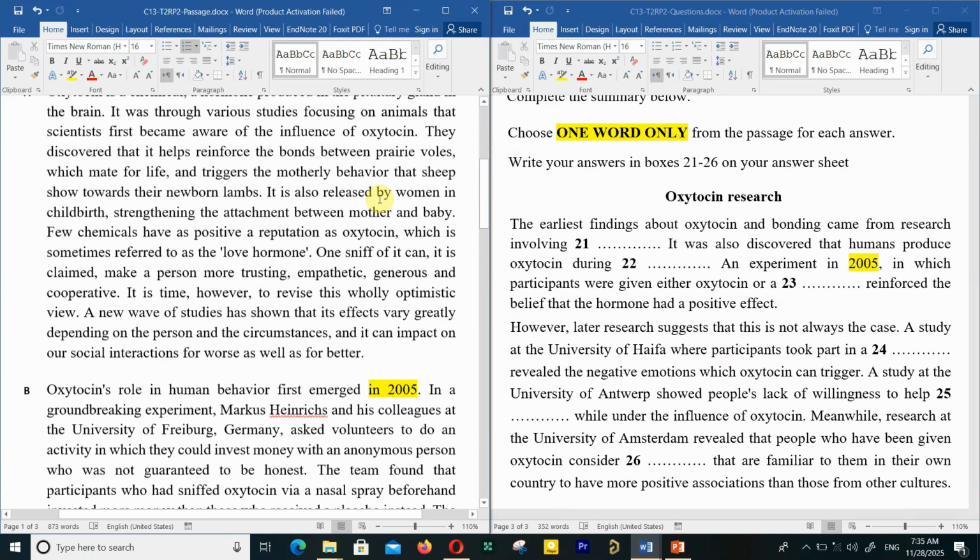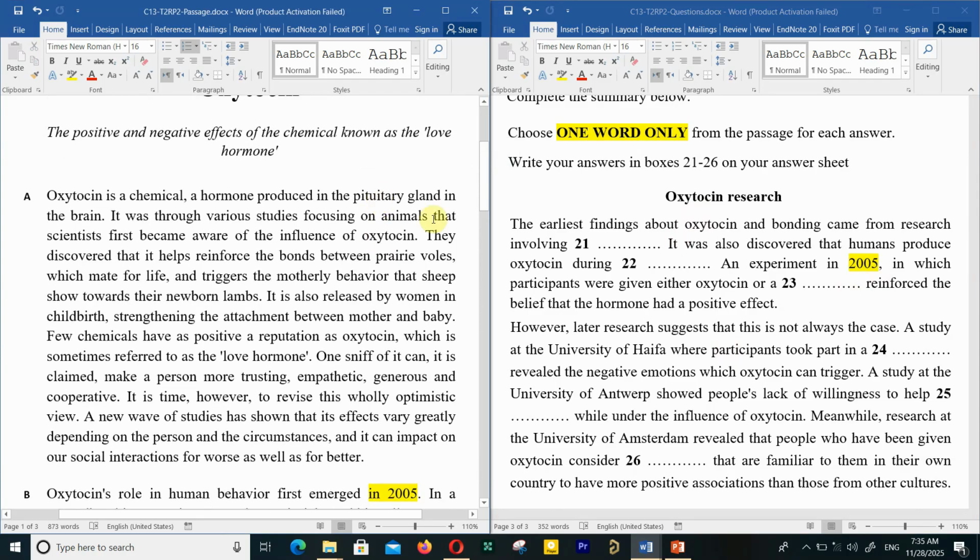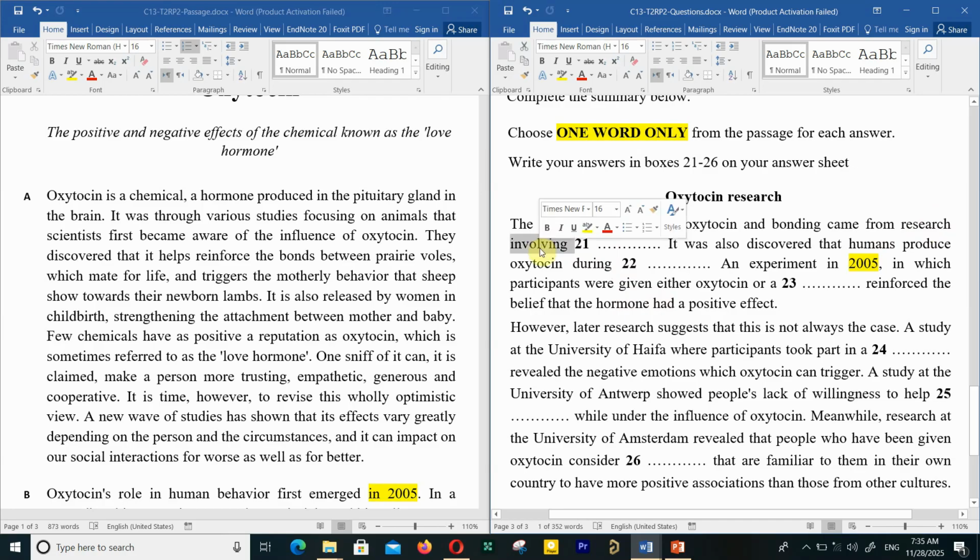I'm going to start with the first paragraph, because this relates to maybe question 22. But before that, just read the question. The earliest findings about oxytocin and bonding came from research involving what?